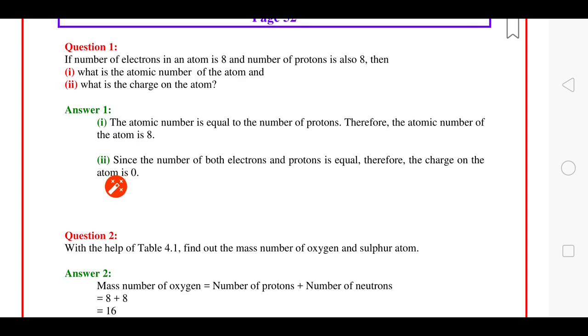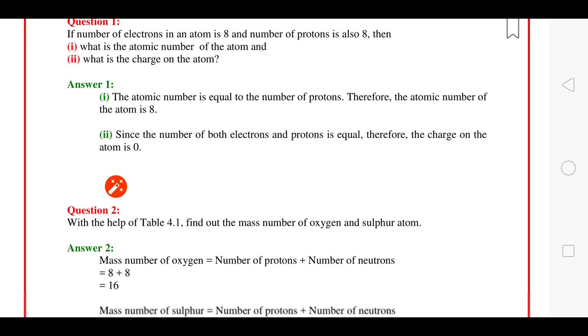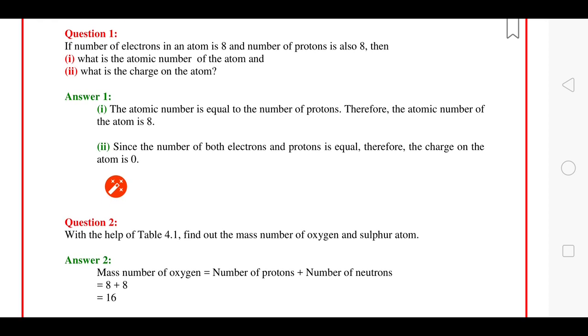Let's move on to another question. If the number of electrons in an atom is 8 and the number of protons is also 8, then what is the atomic number of the atom and what is the charge on the atom? So the first answer is, the atomic number is equal to the number of protons. Therefore, the atomic number of the atom is 8. As we know, the atomic number is always equal to the number of protons. So the number of protons is 8, then the atomic number will be 8.